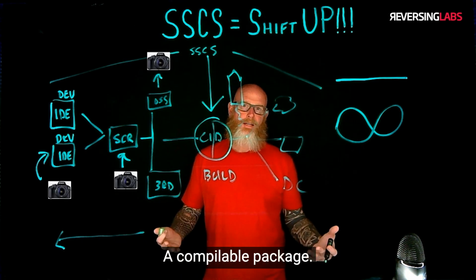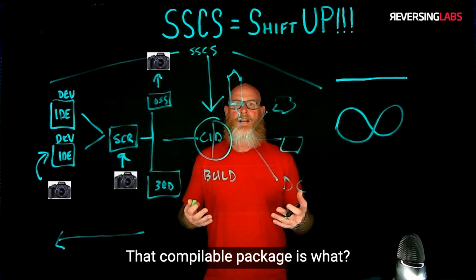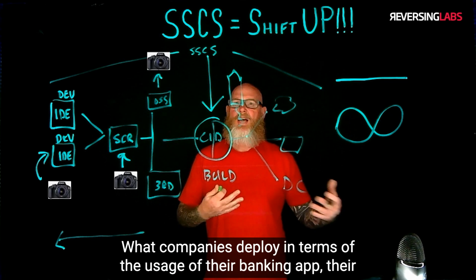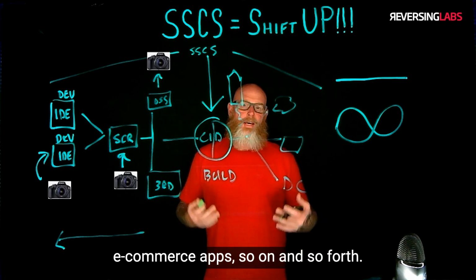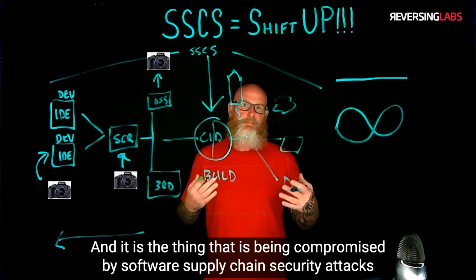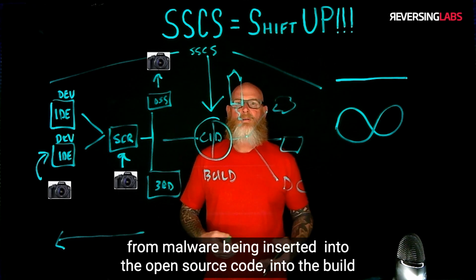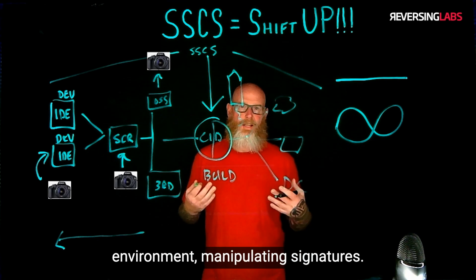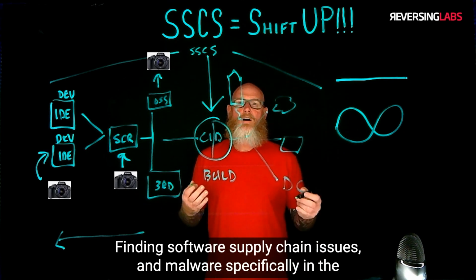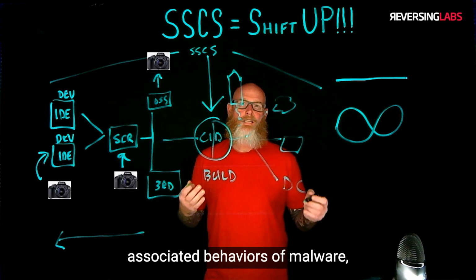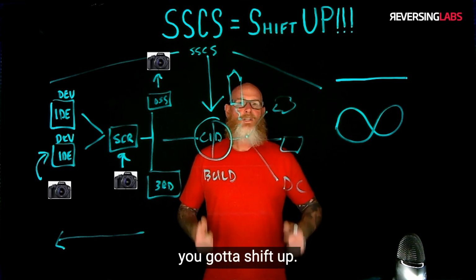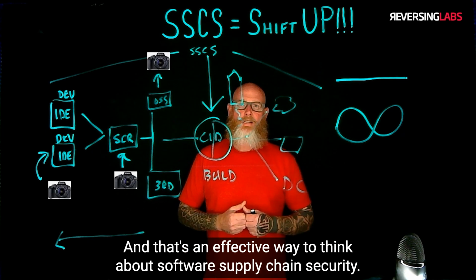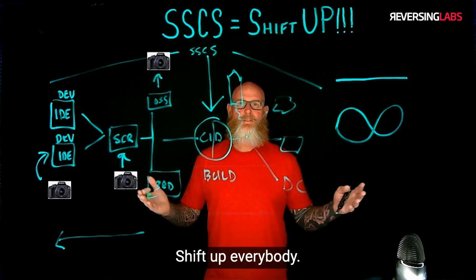A compilable package. That compilable package is what companies deploy as part of a product update, what companies deploy in terms of the usage of their banking app, their e-commerce app, so on and so forth. And it is the thing that is being compromised by software supply chain security attacks, from malware being inserted into the open source code, into the build environment, manipulating signatures, finding software supply chain issues and malware specifically, and the associated behaviors of malware. You've got to shift up. You can't shift left, you can't shift right, you have to shift up, and that's an effective way to think about software supply chain security. Shift up, everybody.